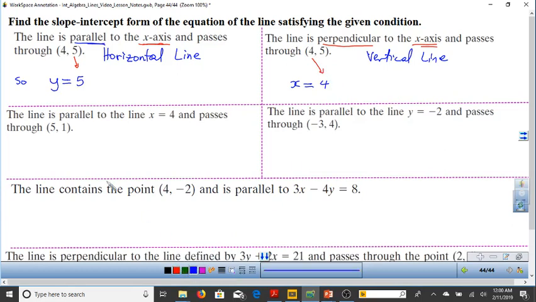Now, the line we want now is parallel to this given line here, which itself is a vertical line. Since x equal to 4 is vertical, then the desired line is also vertical because vertical lines are parallel.